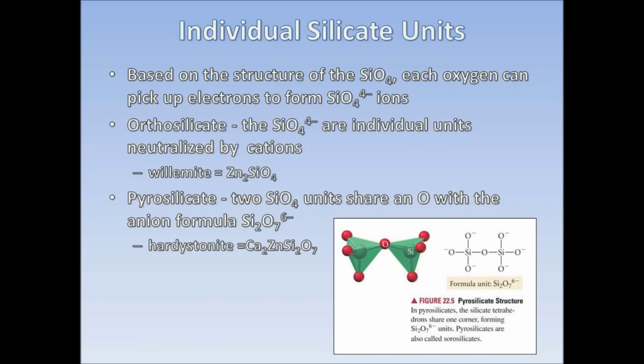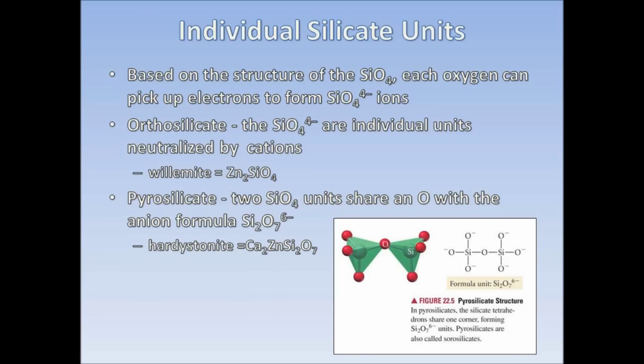As stated before, the structure of silica has 4 oxygen atoms with unpaired electrons that often bind with other elements to fill their octet. Another way these octets can be filled is by picking up electrons from metals to form SiO4 4- ions. When these silicate ions are neutralized by cations, the resulting substances are called orthosilicates.